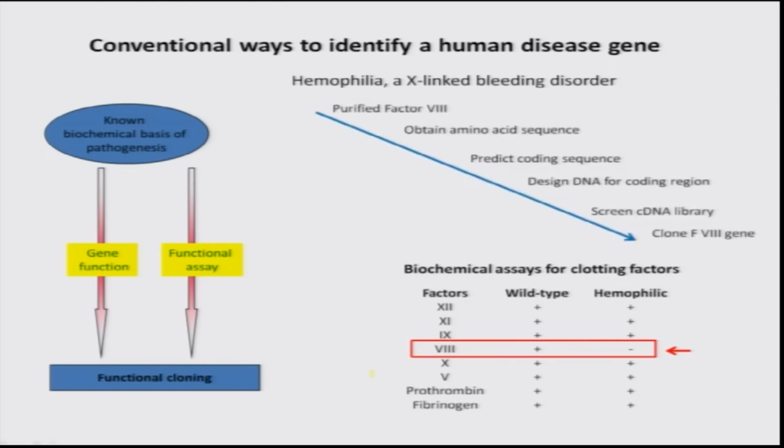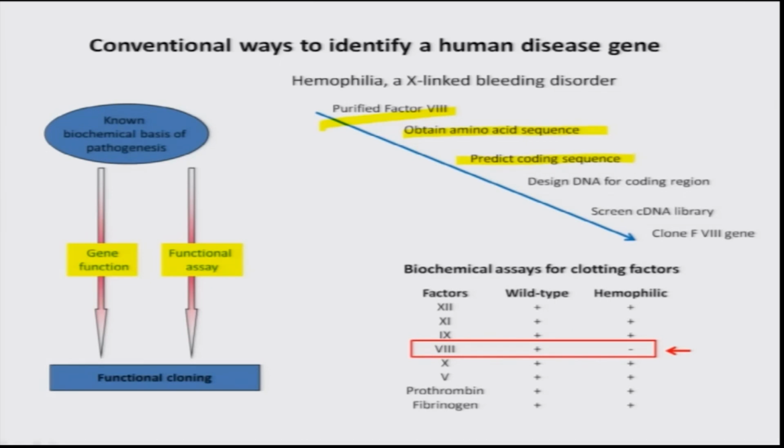So, with that understanding, they went on to identify the gene. The approach that they used was that they purified the factor from the blood. When you say factor, it is a protein, and then they sequenced this protein to obtain what is called the amino acid sequence. So they now have the amino acid sequence for the protein.